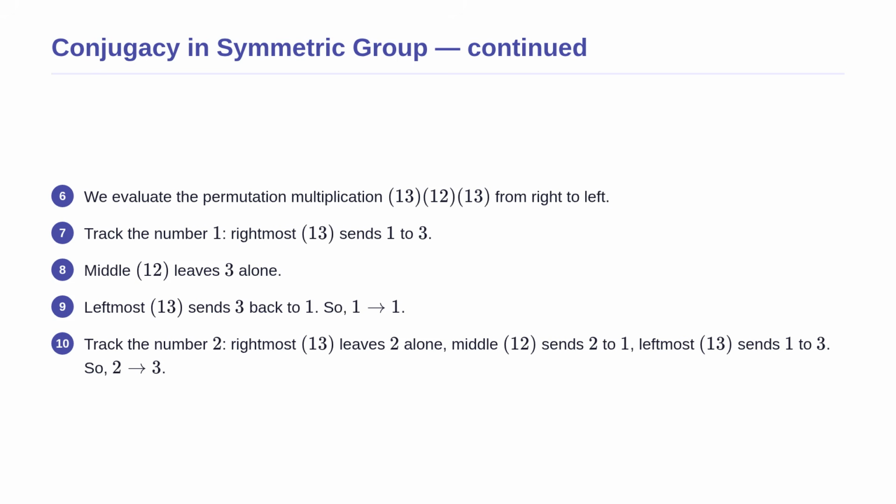Starting with the number 1, the rightmost permutation sends 1 to 3. The middle permutation leaves 3 alone, and the leftmost permutation sends 3 back to 1. So ultimately, 1 goes to 1. Since 1 maps to itself, it will not appear in our final cycle notation. Next, we track the number 2. The rightmost leaves 2 alone, the middle sends 2 to 1, and the leftmost sends 1 to 3. So 2 goes to 3.